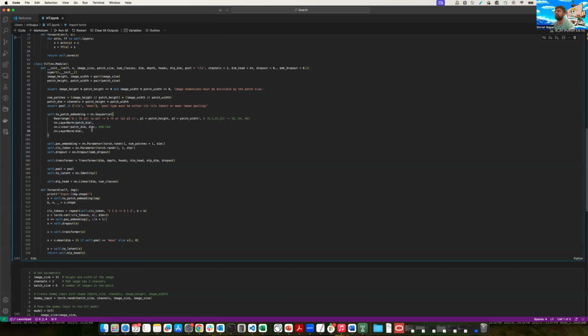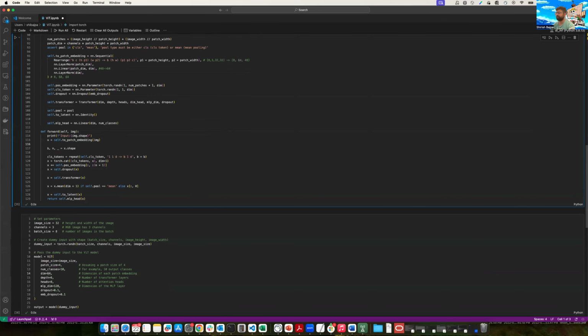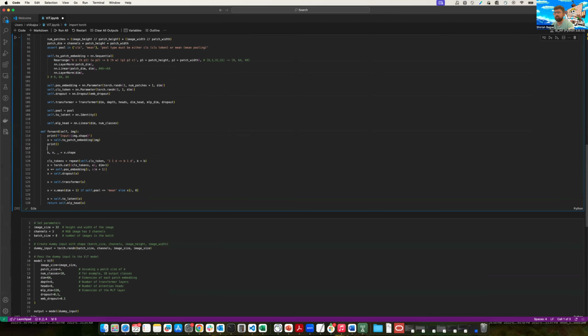So now what should be the output after this? It would be 8 cross number of patches, right? And after this linear layer, 64. Let's print it. So why are we doing this? We are doing this to prepare basically input for our embedding layer.